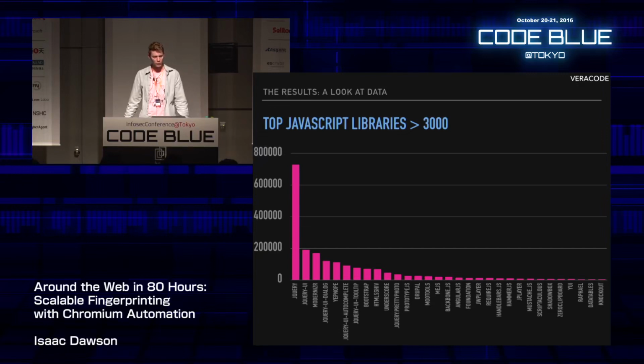JavaScript libraries that had more than 3,000 results. If you can't read that in the back, it says jQuery. That had about 720,000 sites running jQuery. Next in line was jQuery UI with almost 200 million. So almost everything is basically still running jQuery out there.